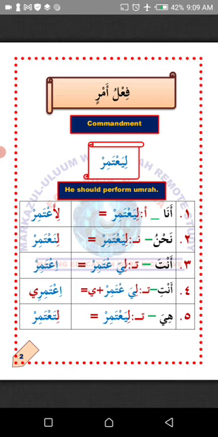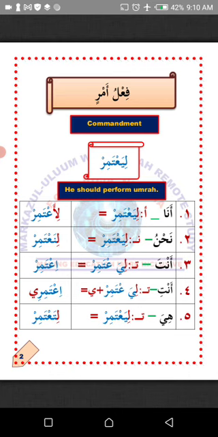Number four, anti, you, representing a single female person. So how do we change the verb liya'tamir to suit anti? The same principle is applicable. However, we are going to attach ya'un to the last letter. Remember, once ya'un is attached, the letter before it must take kasra, as we know that ya'un is the mother of kasra in Arabic. So the verb liya'tamir will now become i'tamiri, which means you should perform umrah, talking to a single female person.